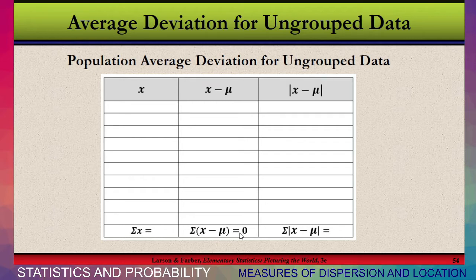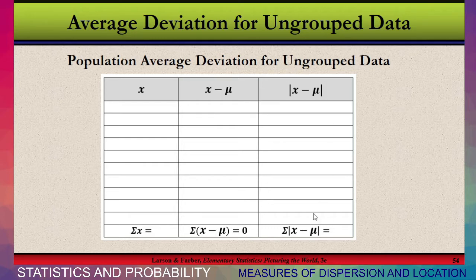So kung mapapansin nyo, yung middle part ng ating table or yung column natin, meron tayong nakalagay dito, summation of x minus mu is equals to 0. So ibig sabihin yan, yung sum nito ay laging 0. Okay? Yung nasa gitnang column, laging ang sum niyan ay 0.